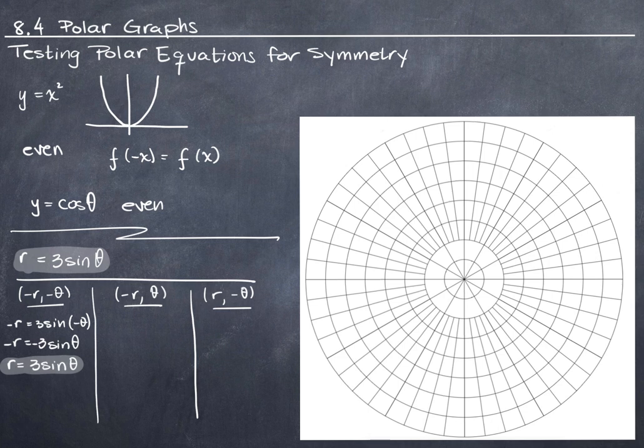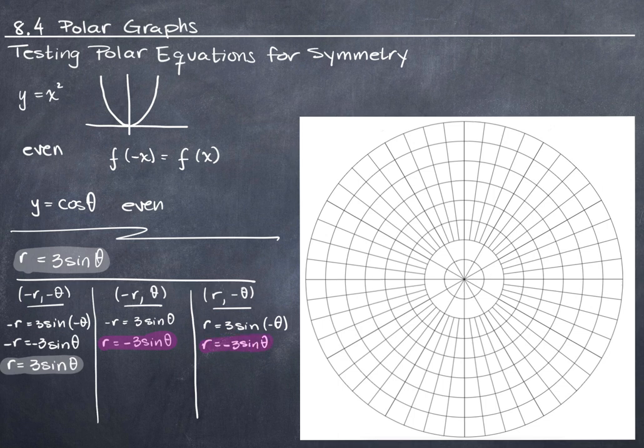Replacing with negative r, positive theta, I get negative r equals 3 times the sine of theta. Multiplying both sides by negative 1, I get r equals negative 3 sine theta. That is not exactly the same as my original function. In the third case, I'm going to replace r with positive r, 3 times the sine of negative theta. That gives me r equals 3 times the sine of negative theta, which is equal to negative the sine of theta. And again, it doesn't pass this test.